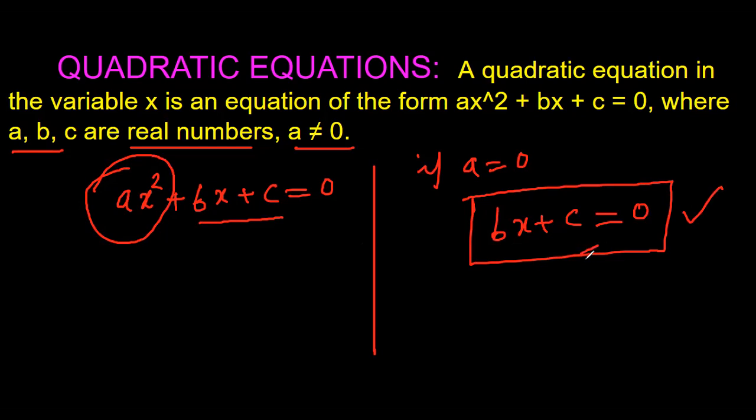However, if b is 0 or c is 0, our equation will still be a quadratic equation. So that's why we are mentioning only one thing, that a should not be 0, and b and c can be 0.